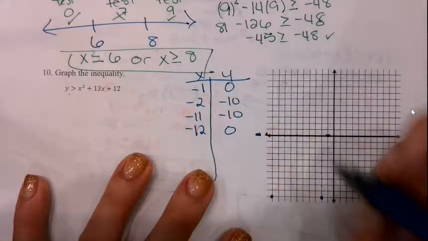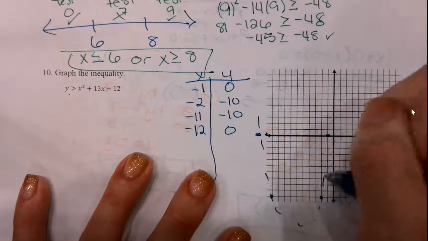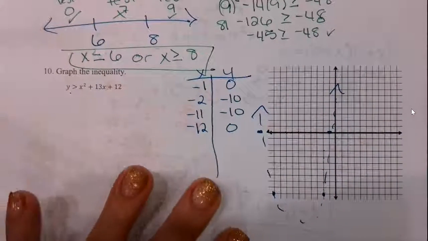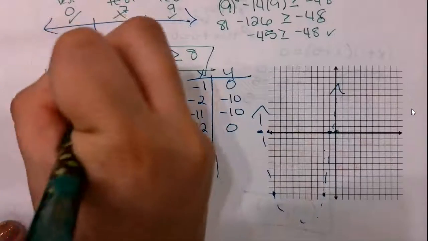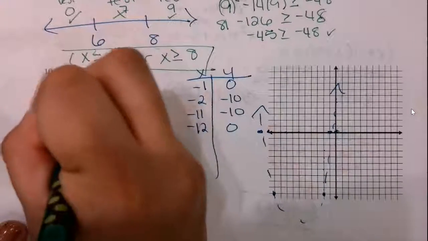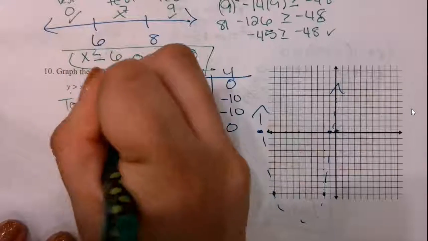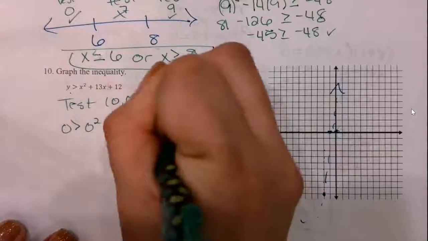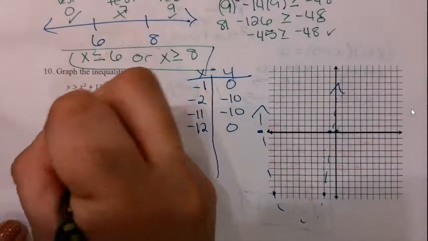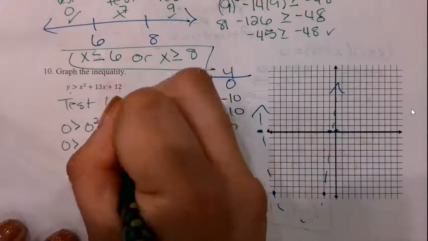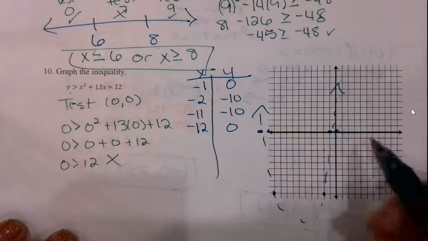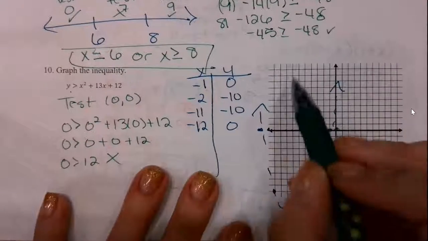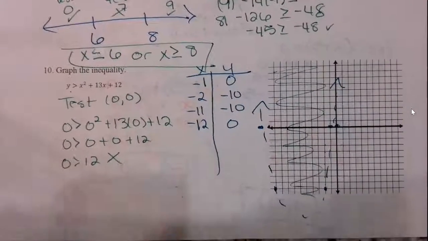Then, because it doesn't have a line underneath, I want to use a dashed line to connect. And then I need to figure out where to shade. So I want to pick a test point. 0, 0 is going to be my test point. I plug in 0. I have 0 squared plus 13 times 0 plus 12. 0 squared is 0. 13 times 0 is 0. And plus 12. I have 0 is greater than 12. That's not true, so I don't want to shade where 0, 0 is. I want to shade everywhere else, so I'm going to shade inside my inequality.